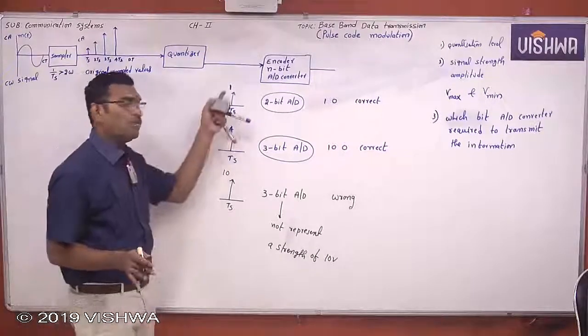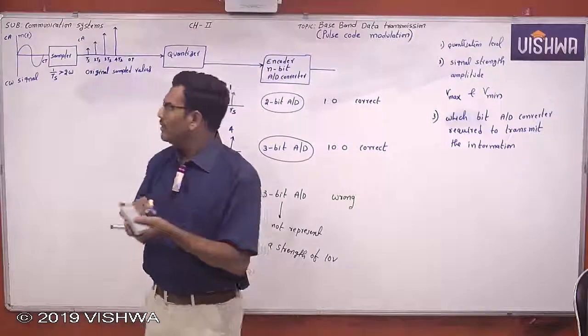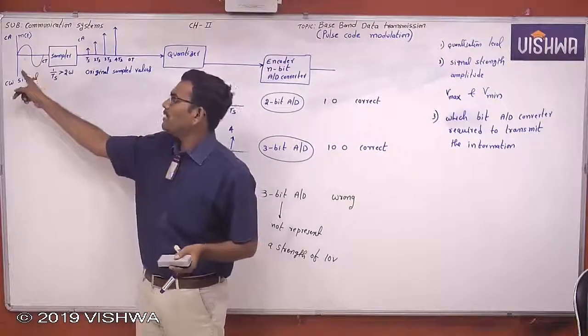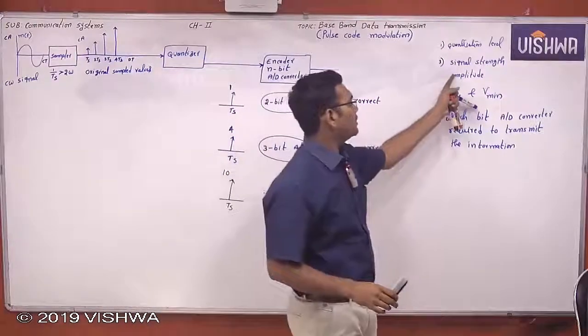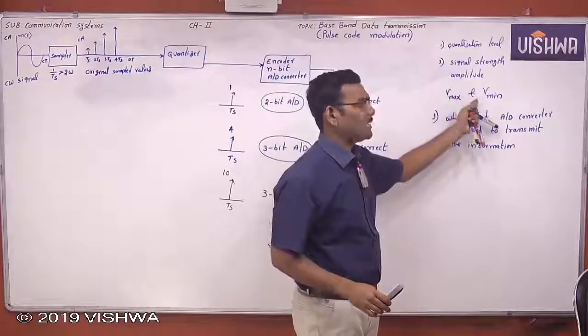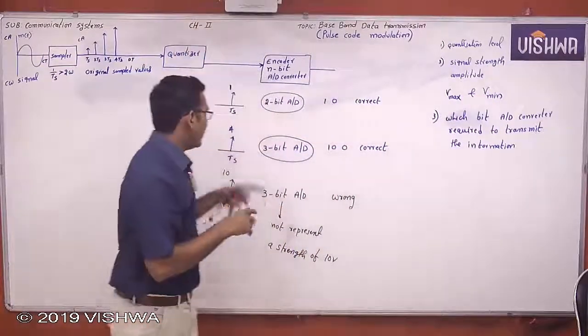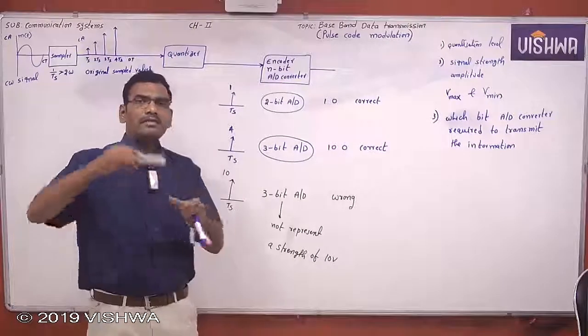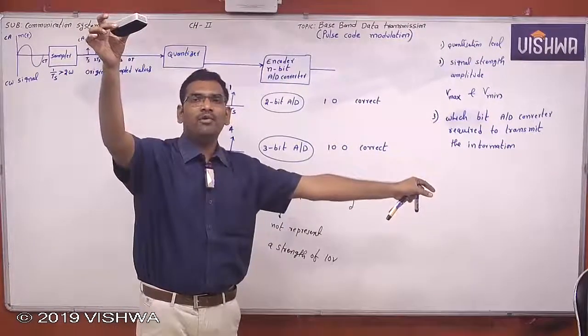Sir, how can I know whether this is 1 or 4 or 10? You know the input to the PCM is a message signal. You know the message signal strength, the signal amplitude. You know the maximum, you know the minimum. You can easily decide. Take the maximum value, don't take the minimum value. Let us take the maximum value as 10 volts. So you can take a minimum 4-bit A to D converter.